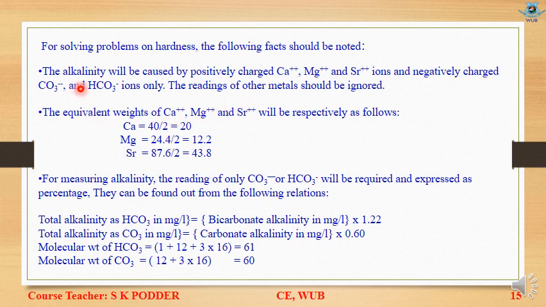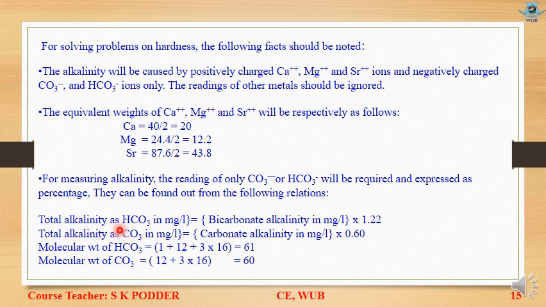So let's see. The hardness will be caused by positively charged calcium ion, magnesium ion, and strontium ion, and negatively charged carbonate and bicarbonate ions only. The readings of other metals should be ignored. And also here we provide the equivalent weight of calcium, magnesium, and strontium. And also for measuring alkalinity, the reading of carbonate or bicarbonate will be required and expressed as a percentage. They can be found from the following relation.